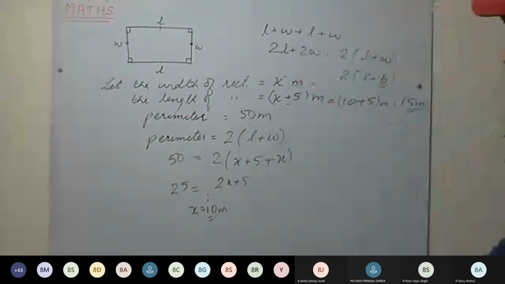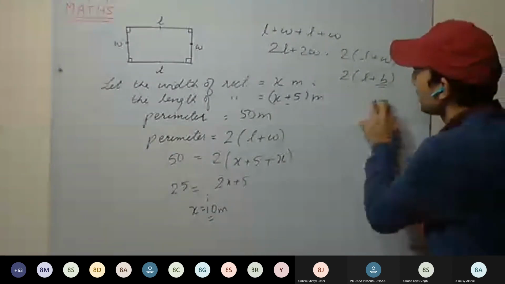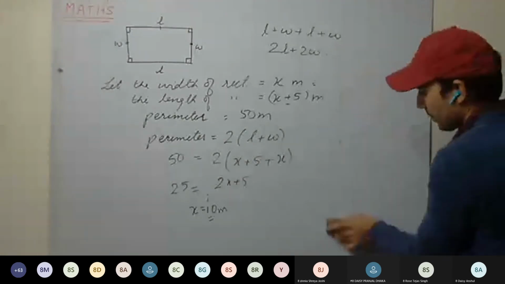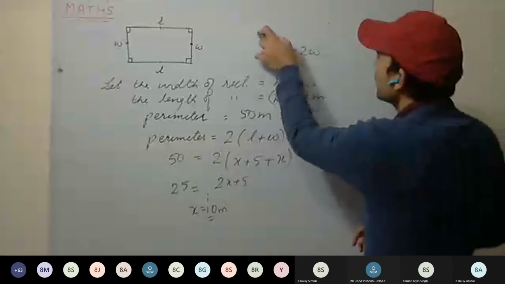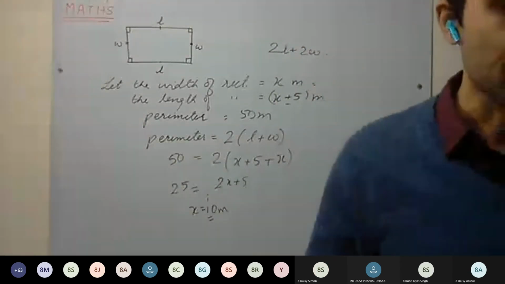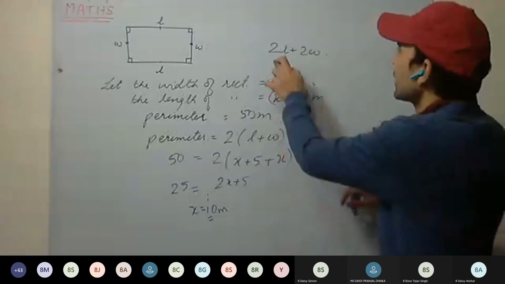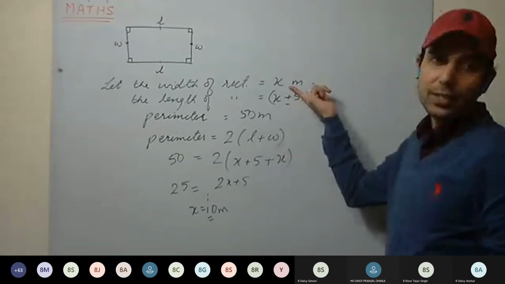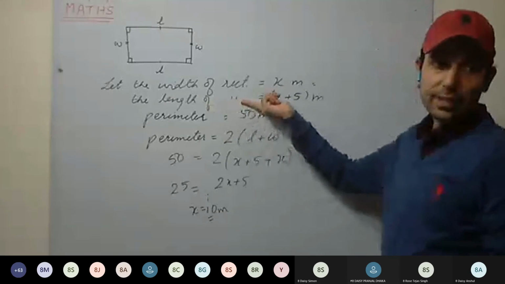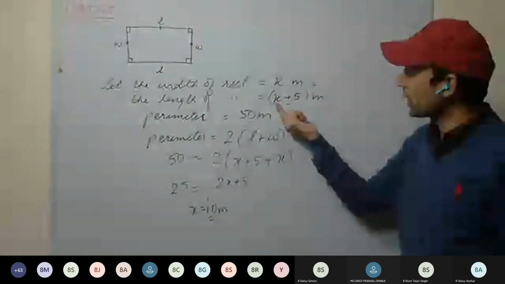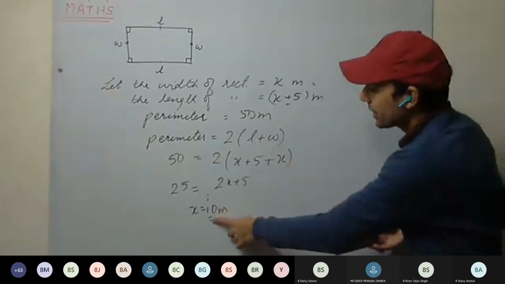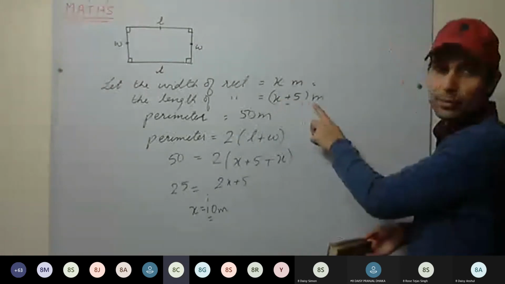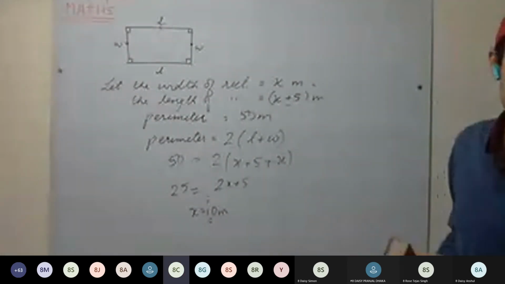Okay. 17th, you do it. Try to do it. You have 1 minute. Read the question first. Sir, the answer is coming 15 meter. So what you got? X is 10 meters. What is X? Width. What is the question asking? Length of the rectangle. Length of the rectangle is 5 meters more than the width. So X is 10 meters. So length is how much? X plus 5. Therefore 10 plus 5, 15 meters. Yes, sir. Right.